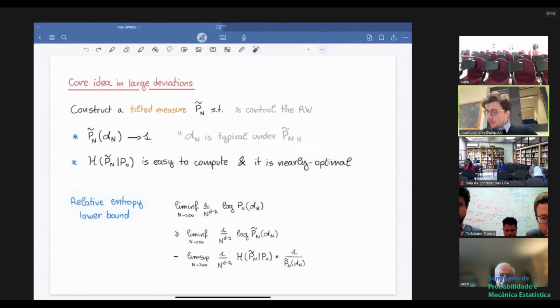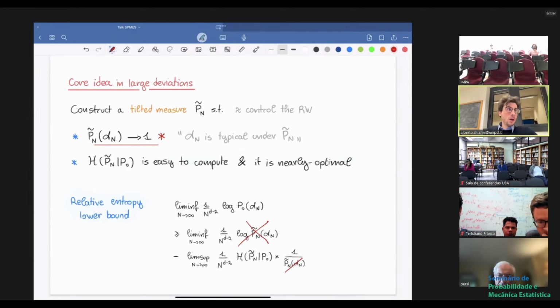Once I do that, of course, by this relative entropy lower bound, I can control this quantity, the one of interest, with the same quantity for the tilted measure, and the cost is that of the relative entropy. Note that since I'm making the event typical, this quantity will go to 0, and this quantity will go to 1. And so I will get a lower bound that is just the relative entropy cost of the tilting.